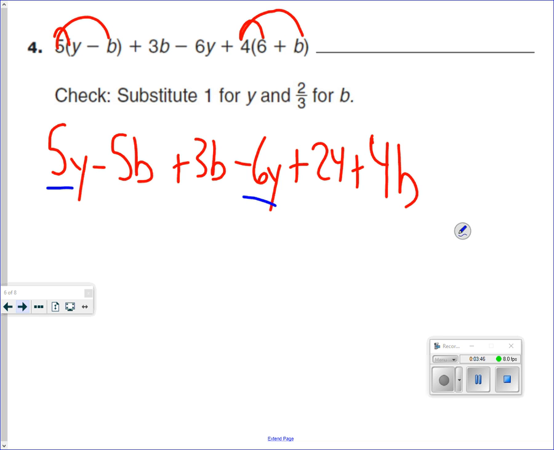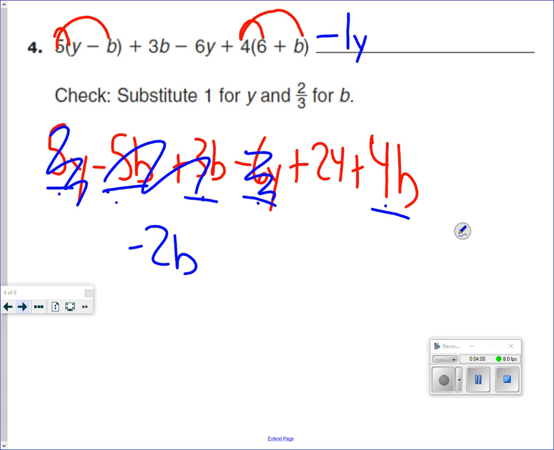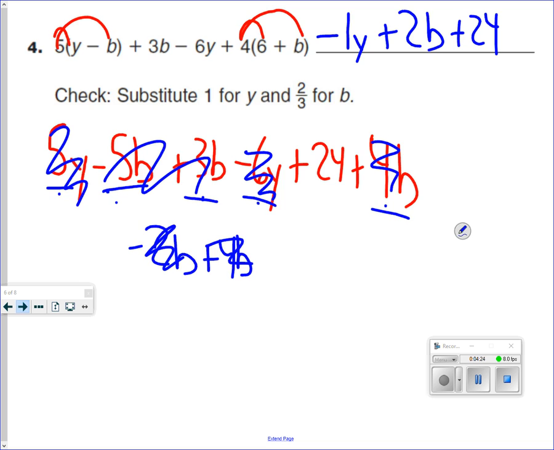We'll start with the y's. I have a positive 5y and negative 6y, so if I add those two together, I end up with a negative 1y. I could just write negative y. I have a negative 5b, and a positive 3b, so I'm going to add a negative 5b plus a positive 3b, so I'm left with a negative 2b right here. I'm going to add a 4b to that, so that means I'm left with a positive 2b. Those are all done, and I'm left with the 24 at the very end. Okay, perfect.